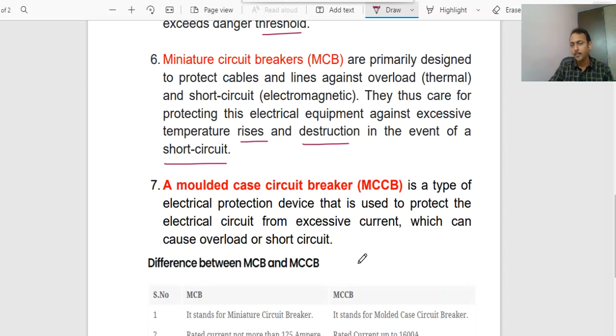Now a molded case circuit breaker, this is also a type of electrical protection device which is used to protect the electrical circuit from excessive current, which can cause overload or short circuit conditions.